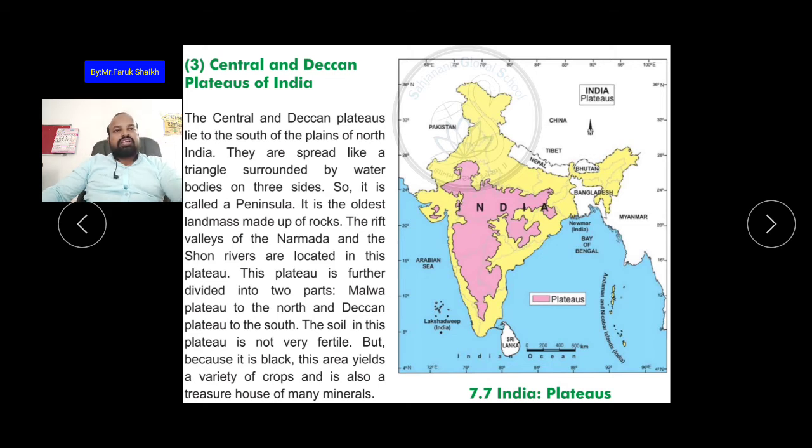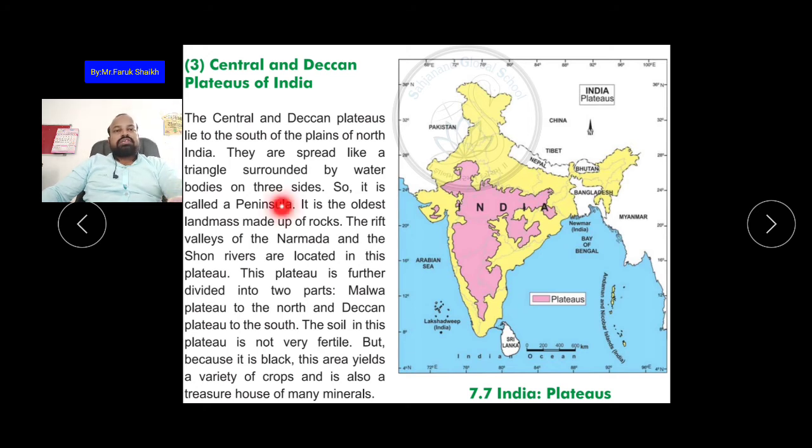Since they are spread like a triangle surrounded by water bodies on three sides, it is called a peninsula. You need to understand this word, peninsula. A peninsula is land surrounded on three sides by water. Our country India is also a peninsula, surrounded by the Bay of Bengal in the east, the Indian Ocean in the south, and the Arabian Sea in the west.